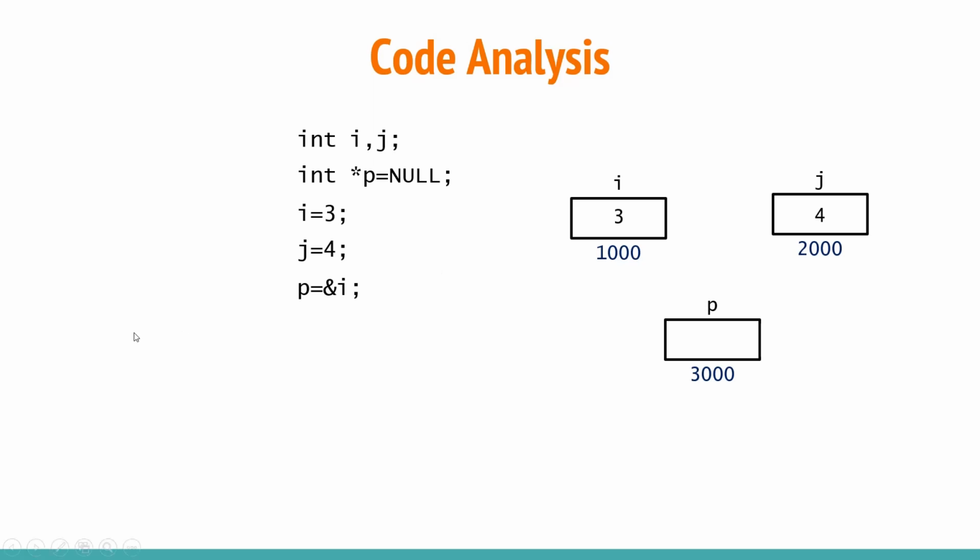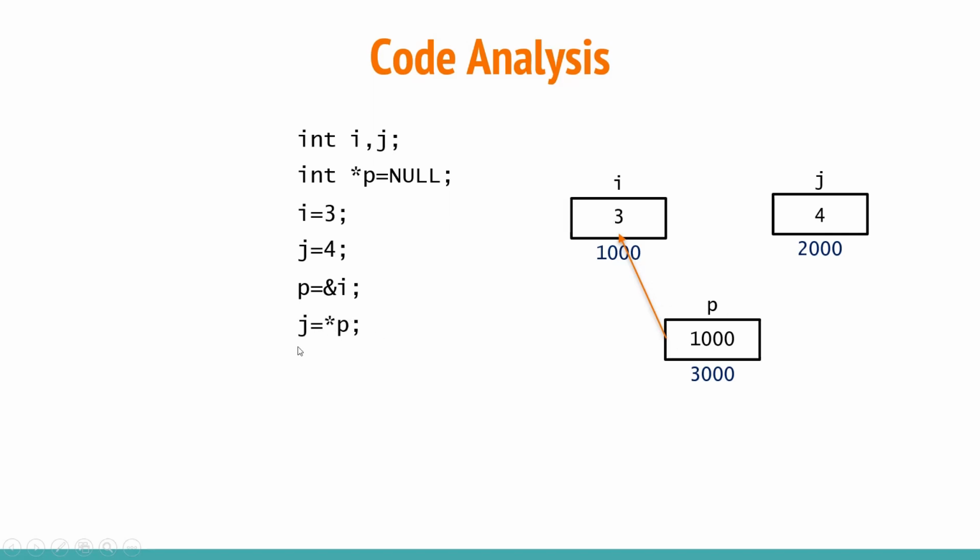Next, I write p equal to ampersand i. What's the meaning of this? The ampersand operator is used to get the address of a variable. So what is the address of i? It is 1000. When this statement executes, the address 1000 gets copied as a value to p. This is shown in this animation. We say that p now points to the value at i, which is 3.